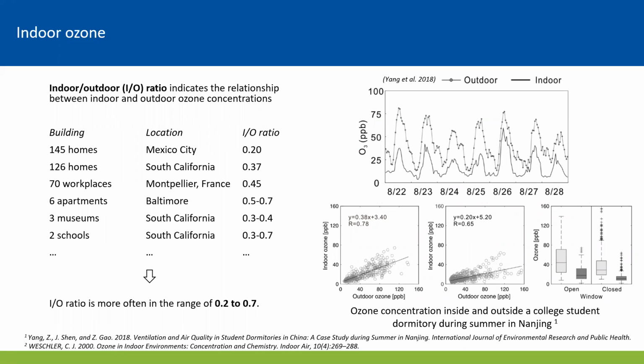The indoor-outdoor ratio represents the relationship between indoor and outdoor ozone concentrations. A literature review indicates that the IO ratio of ozone in different buildings at different locations is generally within the range of 0.2 to 0.7. The right side here shows a diagram of indoor and outdoor ozone concentration we measured in a student dormitory. The IO ratio is around 0.2 to 0.4. It's generally within the typical range.